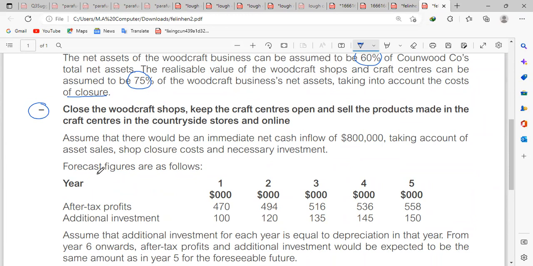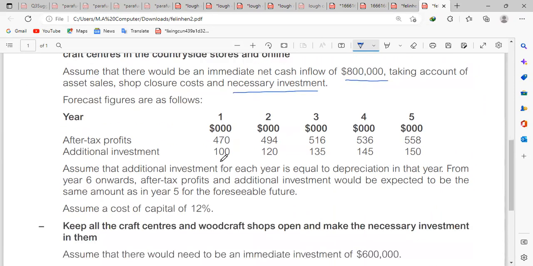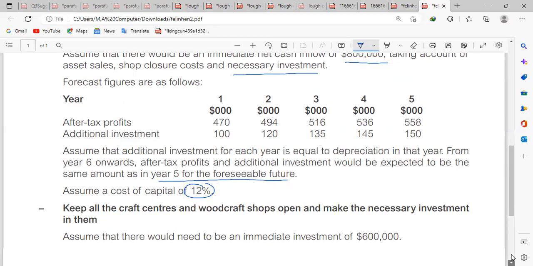Assume that there would be an immediate net cash inflow of 800,000, taking account of the asset sales, shop closure cost, and the necessary investment. So these will be the forecasted figures. Assume that additional investment for each year is equal to the depreciation. From year 6 onwards, after tax profits and investment would be expected to be the same as in year 5 for the foreseeable future. Cost of capital the examiner has given you is 12%.